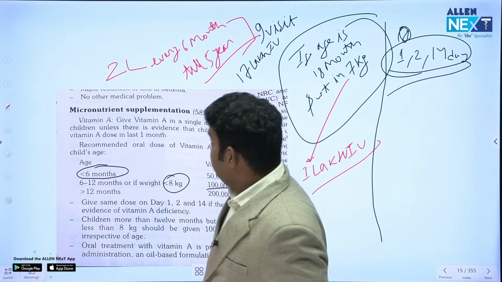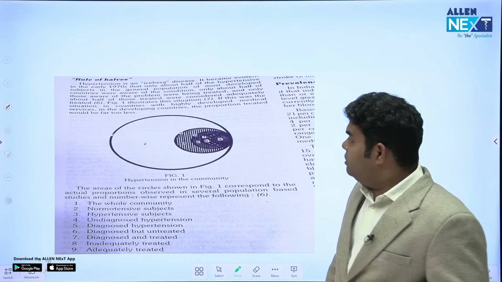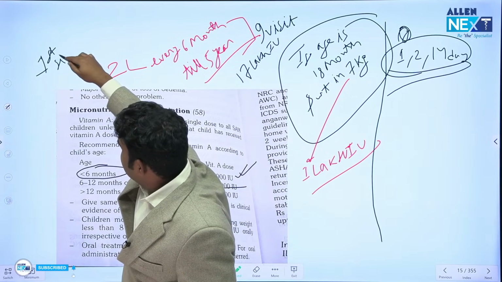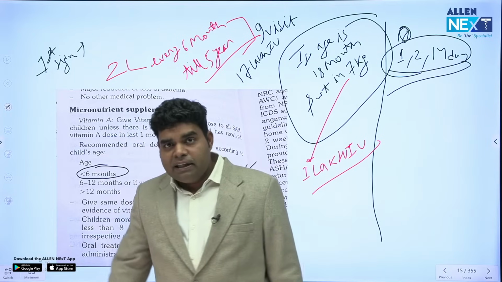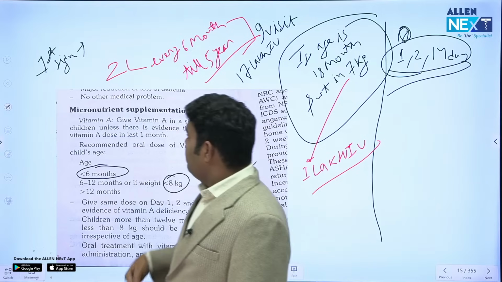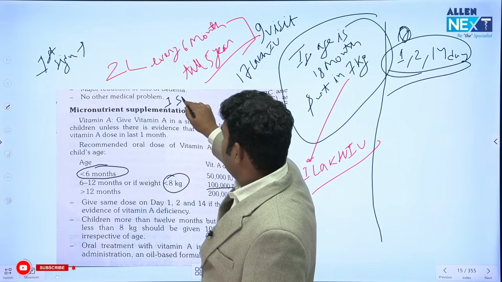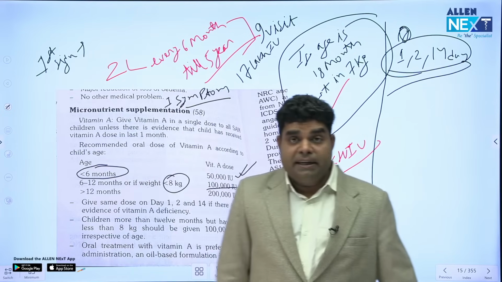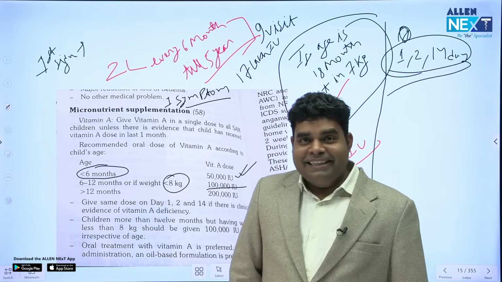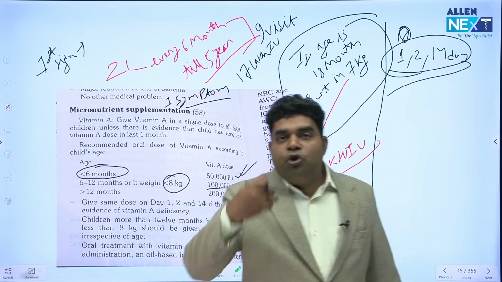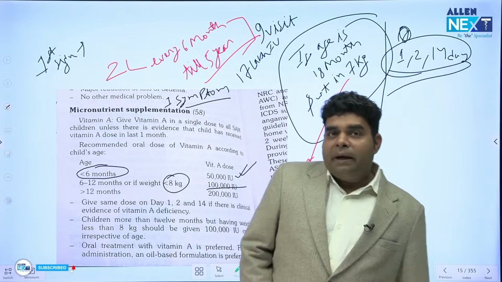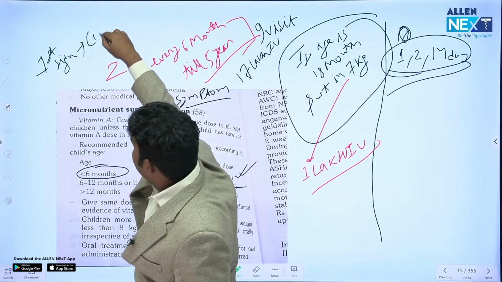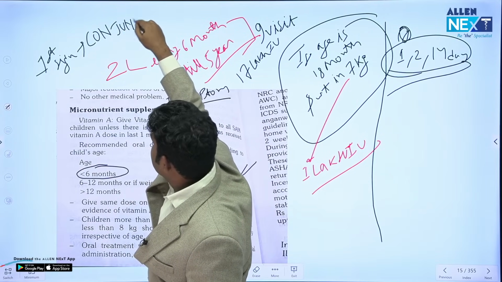And they ask very commonly, what is the first sign of vitamin A deficiency? Can you tell me the first sign? And what is the first symptom of vitamin A deficiency? First symptom and first sign. First tell me the first sign. A sign is something which doctors see in the patient. And the first sign is not night blindness. The first sign is conjunctival xerosis.